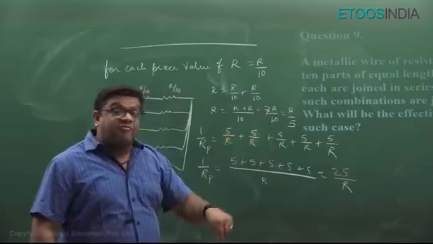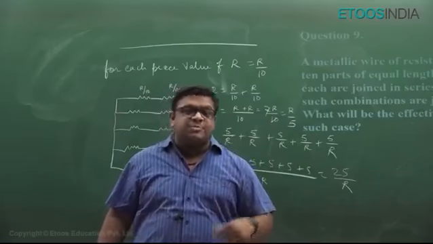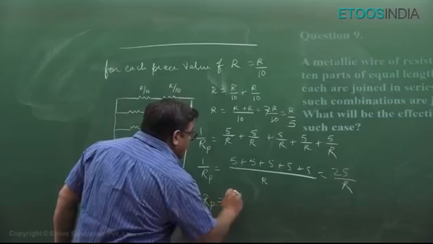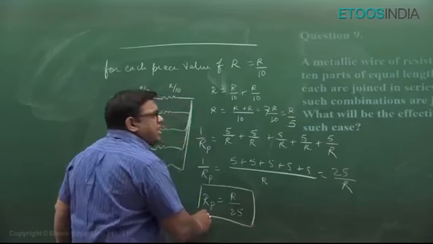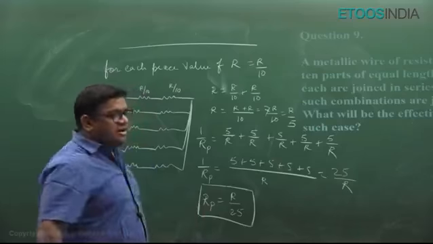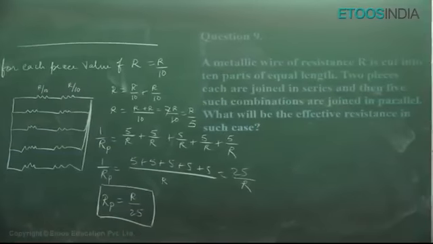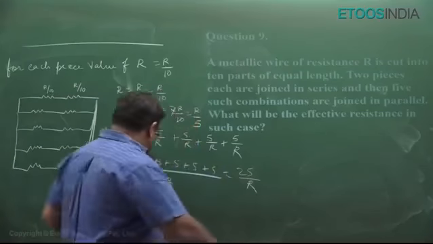Now again we have to reciprocate it, because in parallel combination we always reciprocate the final answer. So the Rp will be equal to R upon 25. Is it clear? Please note down this question. So after this, let's move on to the next question.